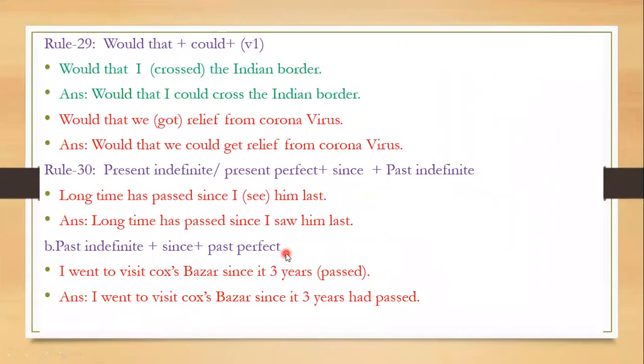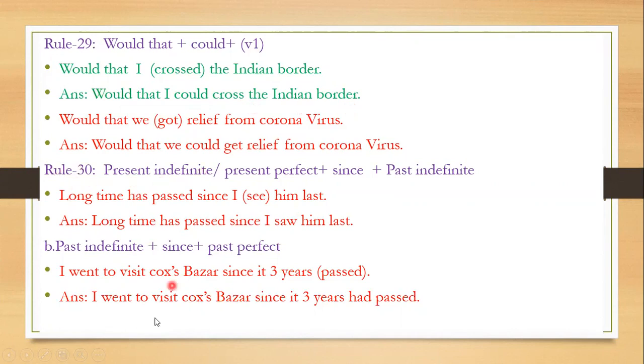Dear students, in this way, we will write rule number 29. If you get would that, then you should write could, then the bracketed verb should be turned into present form. Would that I crossed the Indian border. What does it mean? It means would that is here, so you should use could after I. Then the verb should be turned into present form. Would that I could cross the Indian border.